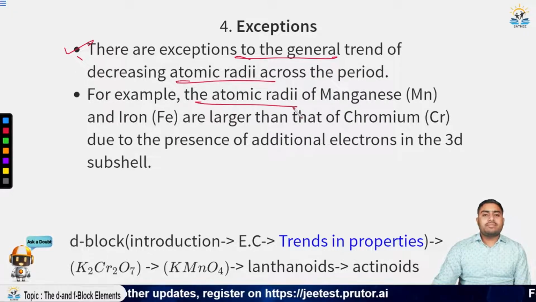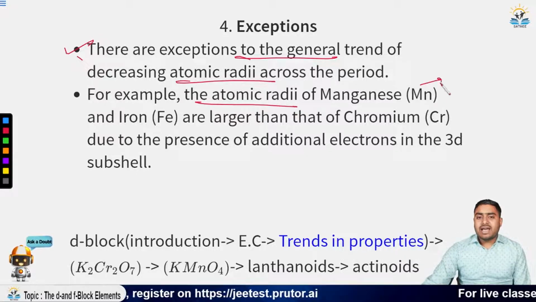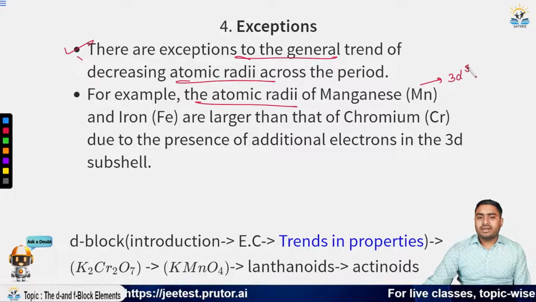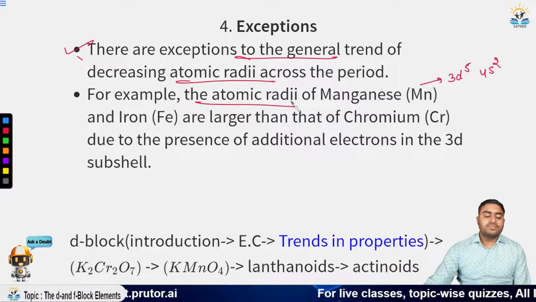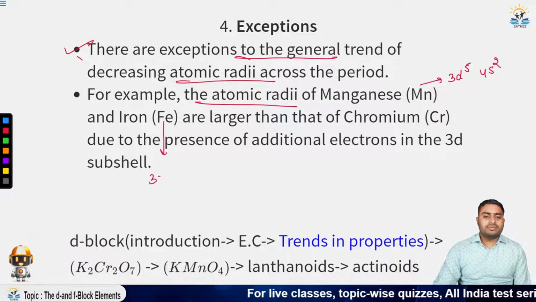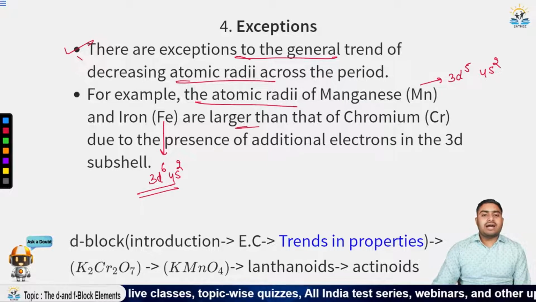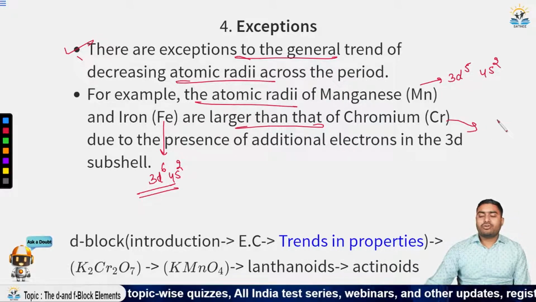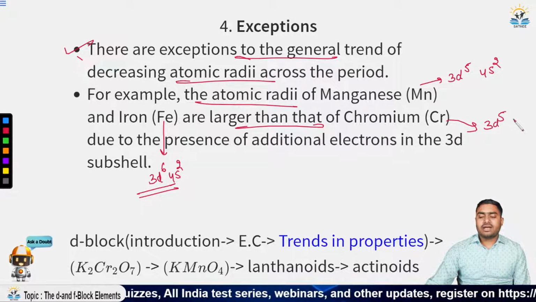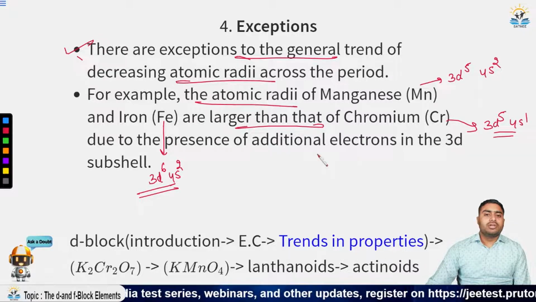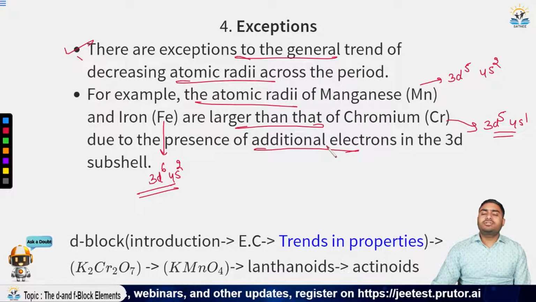For example, the atomic radii of manganese having electronic configuration argon 18 3d5 4s2, and iron, whose electronic configuration will be argon 18 3d6 4s2, are larger than that of chromium, having the stable electronic configuration argon 18 3d5 4s1, due to the presence of an additional electron in the 3d subshell.